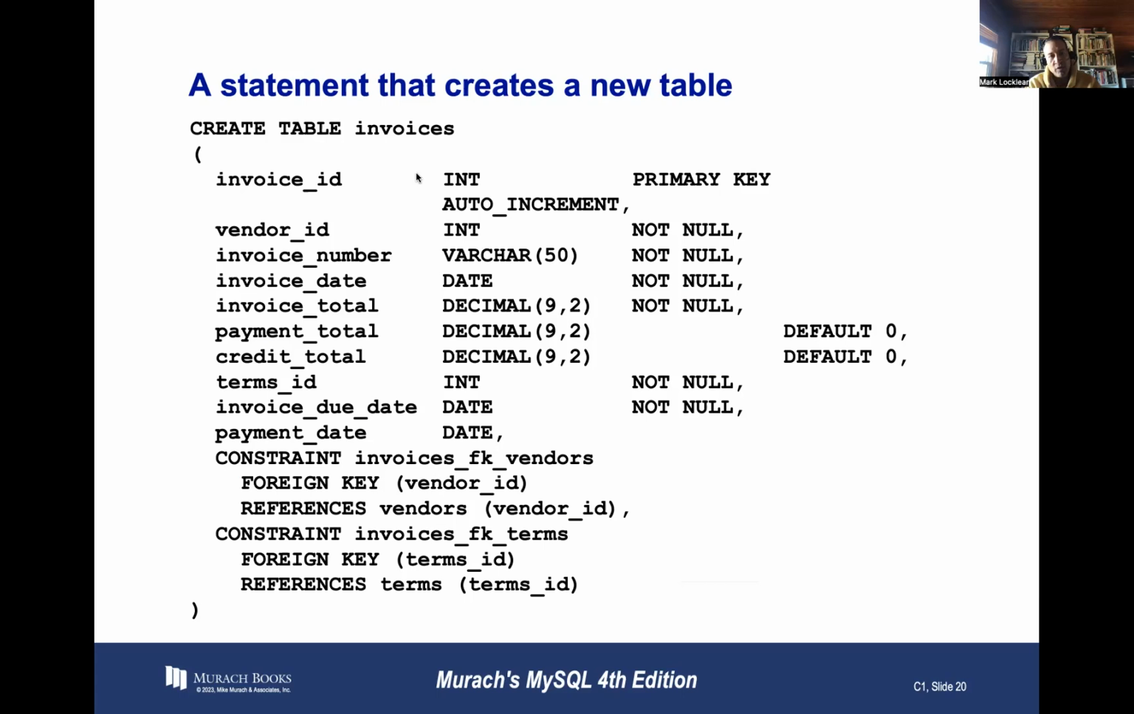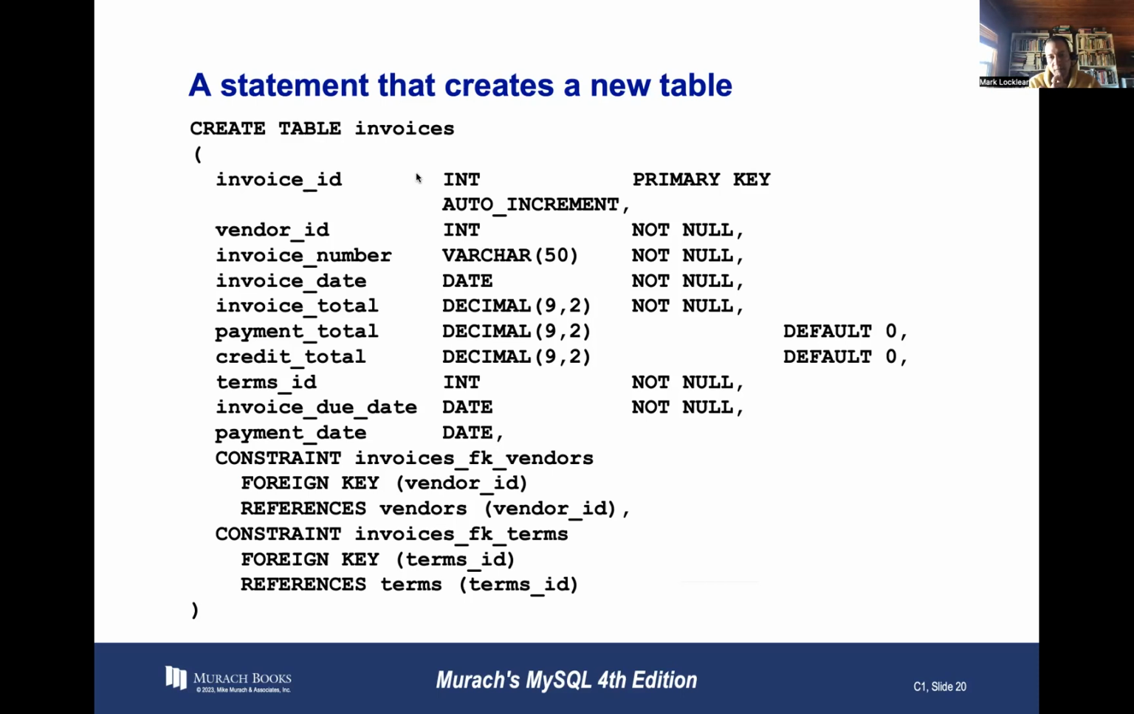And so same for invoice number, invoice date, invoice total. Those are all not null. Notice we've got some defaults here. For instance, payment total. If you remember, I talked about that. In this case, it's a decimal, and notice the default is set to 0 here.